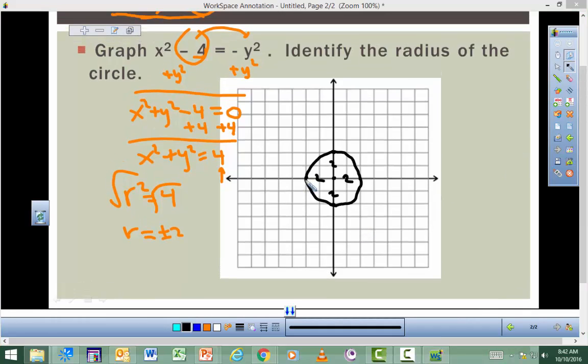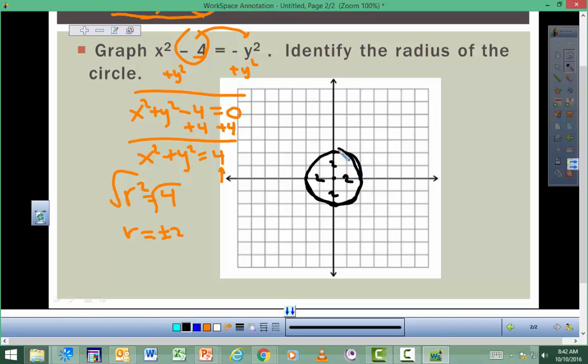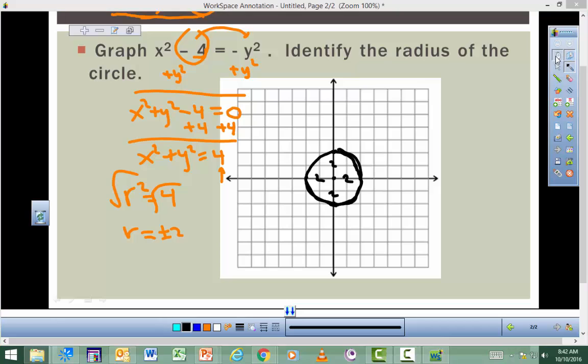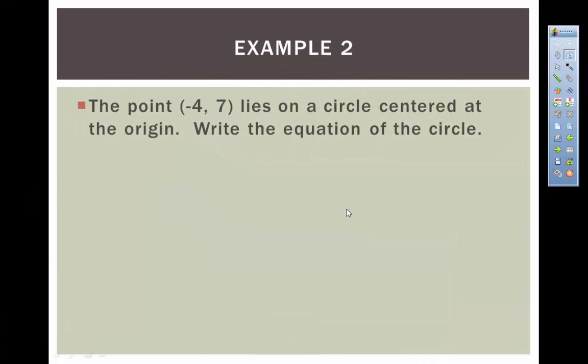So to graph a circle, now hopefully your circles look a little bit more round, because you know circles get around. Alright. I know it's so stupid, right? Alright, well here's a new example.